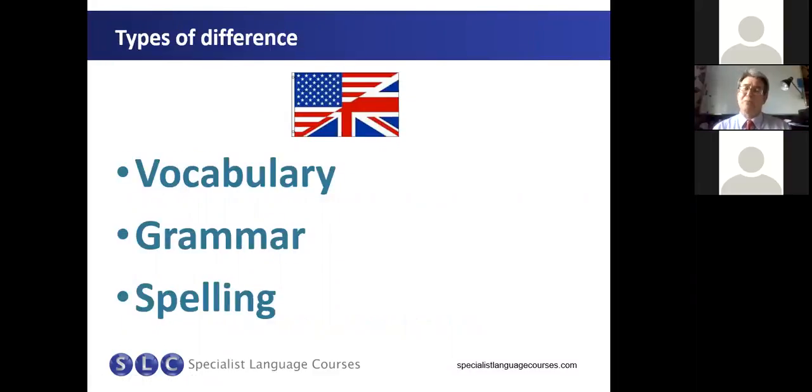So I'm looking at the two major blocks. I appreciate that there are huge blocks nearer some of you. Some of you hear Indian English models. Some of you hear Australian English, and so on. But I'm choosing the two main blocks to talk about today. So we've got US English and British English. And I'm going to look in three areas: vocabulary, grammar, and spelling.